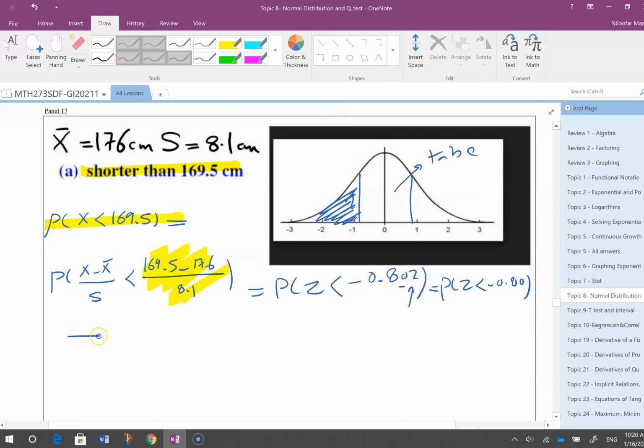I know it is symmetric, so what is happening here is happening here. So I can say it is the same as probability z more than 0.80.